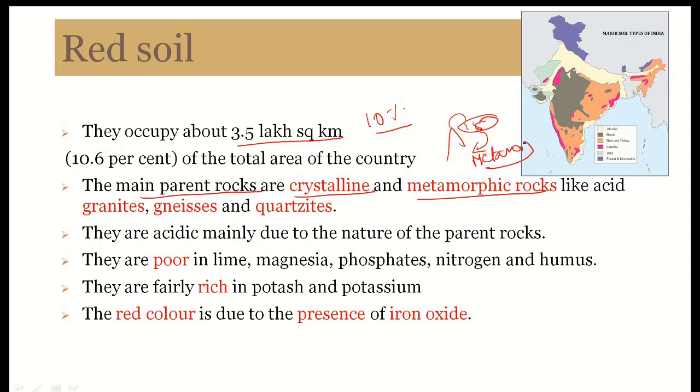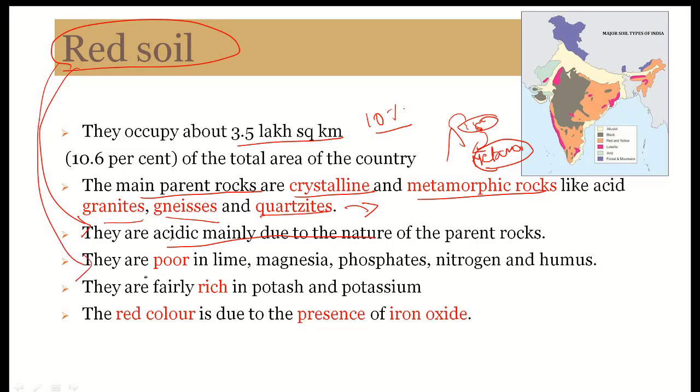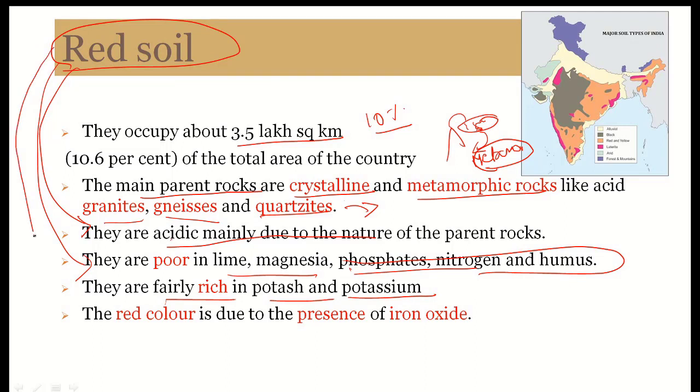Again, the metamorphic rocks, that is granites, gneisses and quartz, break down and form the red soil. That is why it is acidic in nature, because these materials are acidic. That is why the soil is also acidic. This soil is very poor in lime, magnesia, phosphate, nitrogen and humus, and it is very rich in potash and potassium. This soil is red in color because of the presence of iron oxide. So this point is important.